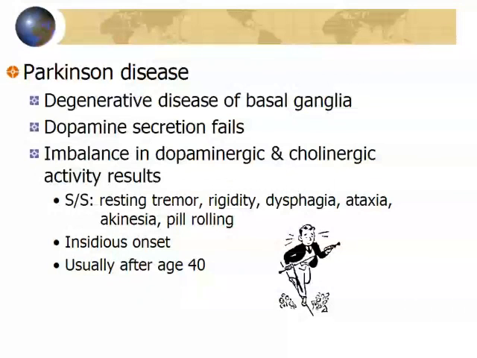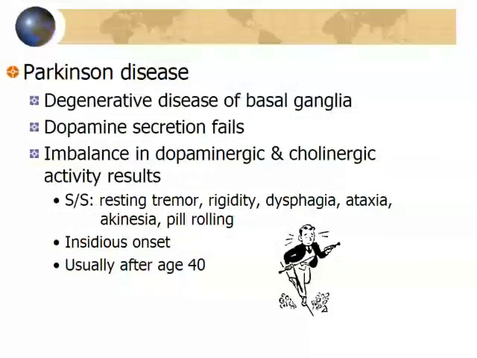acetylcholine takes over, and that's more of an excitatory stimulus, and so you end up with a resting tremor, so your hand shakes when you're at rest, and rigidity, it's difficult to walk, and difficult swallowing. Ataxia is an abnormal gait, trouble walking. There's no way they could walk a tightrope like this guy here. And you'll have akinesia and pill rolling.